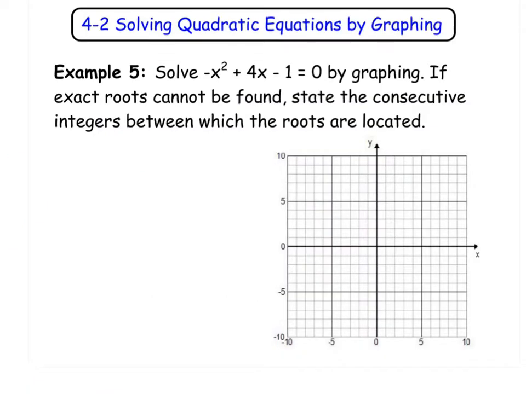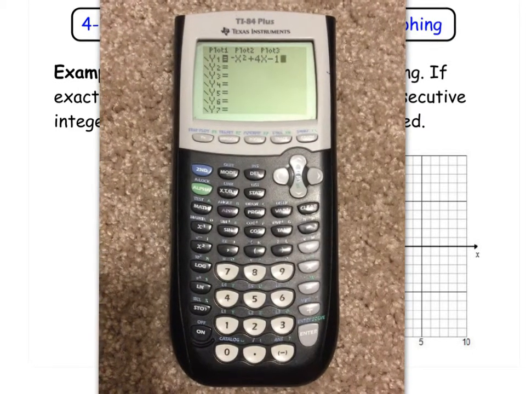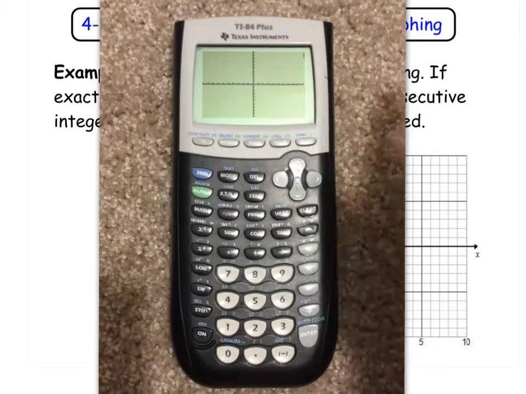Okay, one more on the calculator. So we have negative x squared plus 4x minus 1. We're going to go ahead and put that in the calculator. It says if exact roots cannot be found, state the consecutive integers between which the roots are located. We're going to do that, and then I'll show you on the calculator how to make the calculator find an approximation for you. Okay, so I already have it plugged in the calculator here. So go to graph.